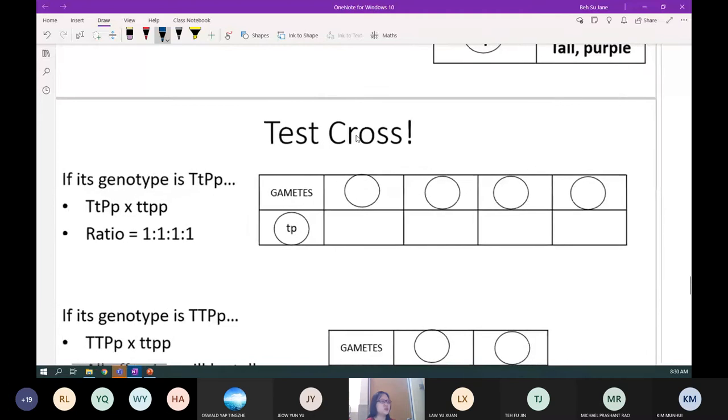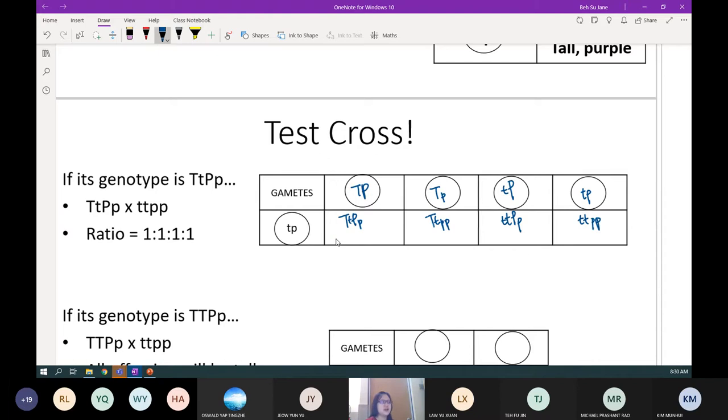Let's focus on this one on the top first, just like we did just now. This one will give us four different gametes: big T big P, big T small p, small t big P, and small t small p, resulting in a 1:1:1:1 ratio. I don't even need to complete this to find out, but I'm going to complete it because some people need to see it. It's okay, I'm visual too. Let's complete it.